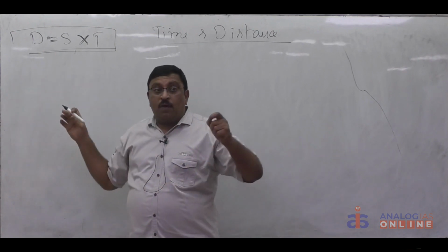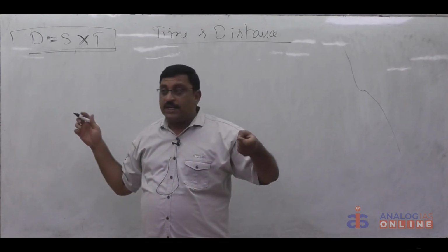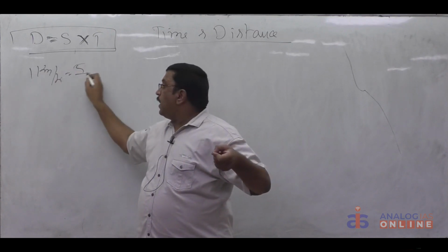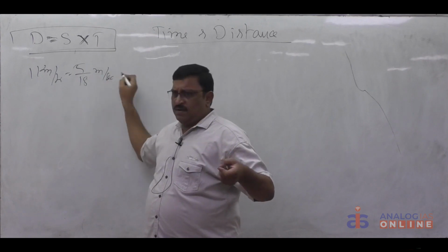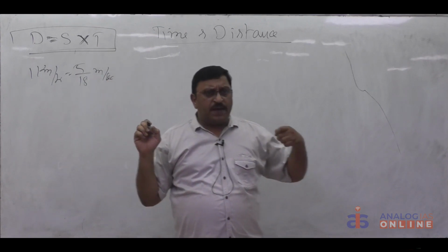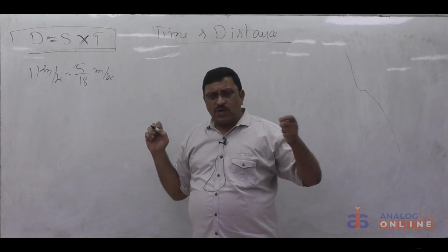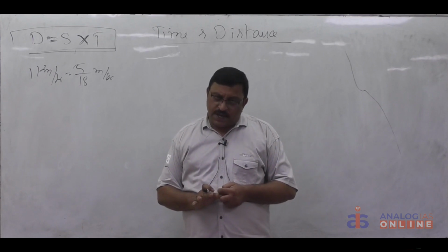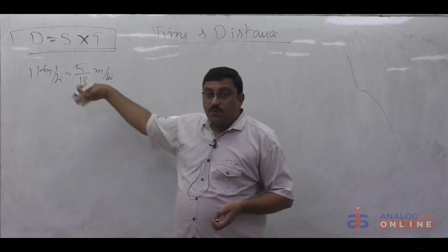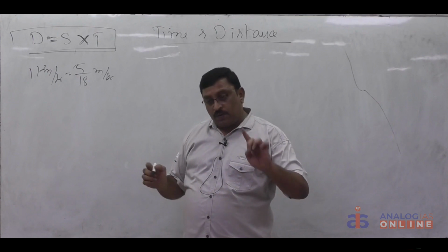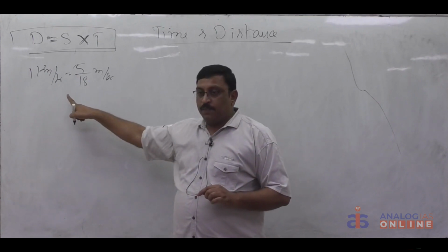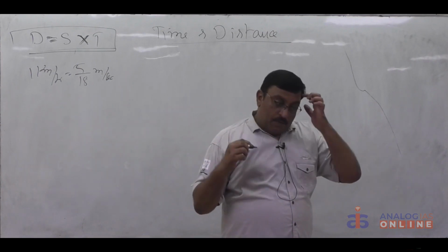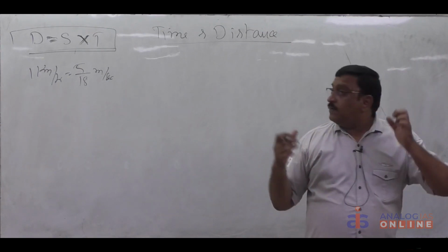And what is the conversion? I said 1 kilometer per hour is how much? It is 5 by 18 meter per second. No need to derive that one, just have a look at it. 1 kilometer per hour is 5 by 18 meter per second. Then 1 meter per second is 18 by 5. So don't write that one, only write this one. If you know this one, you can easily get that one. No problem. Okay, now let us go with the basic questions on that.